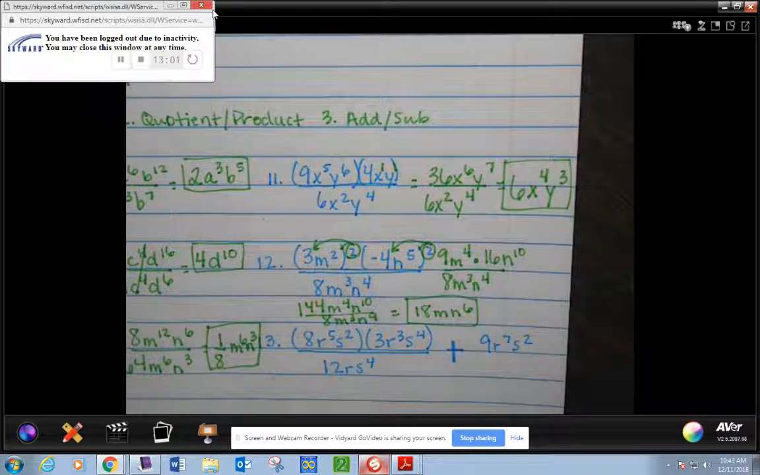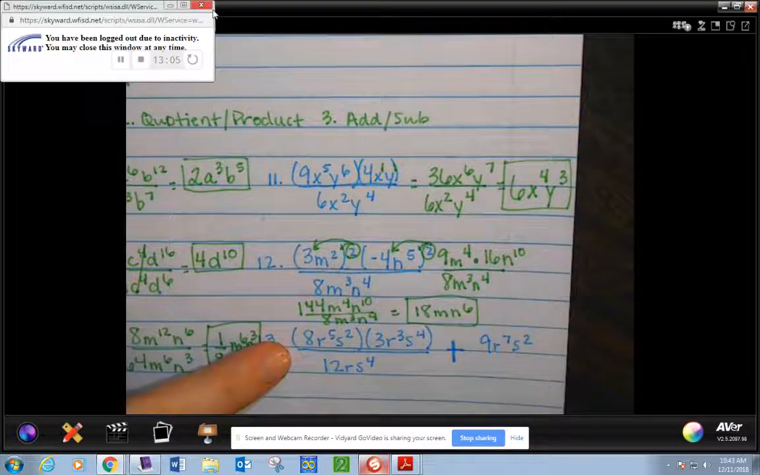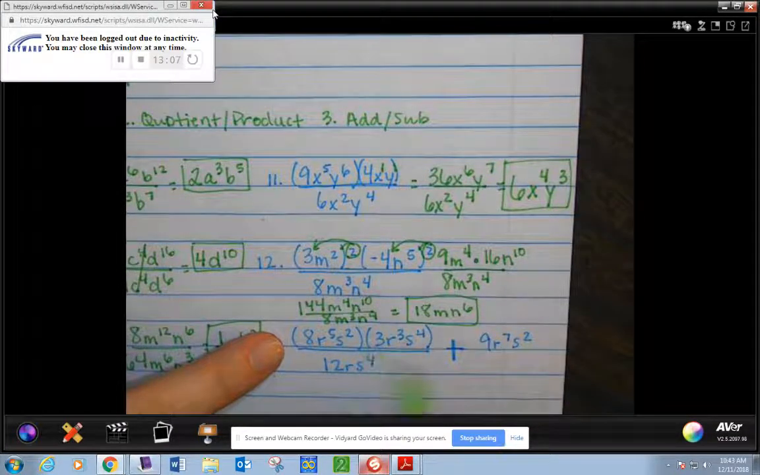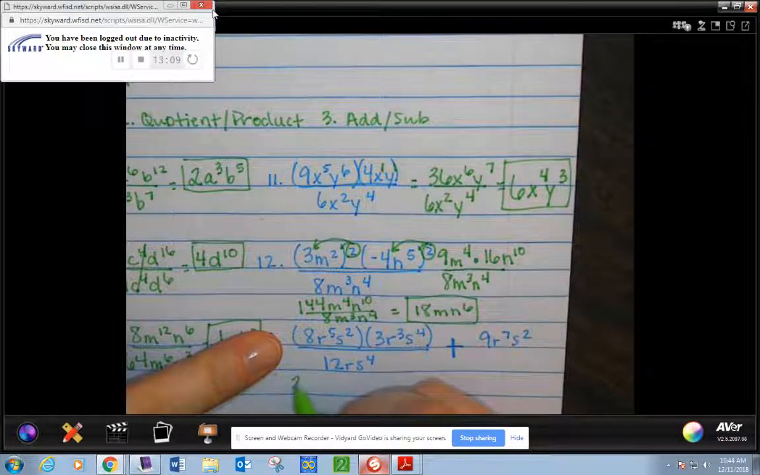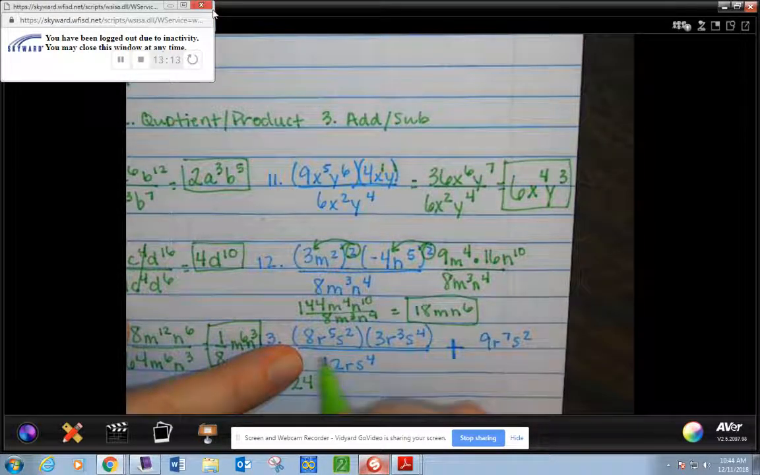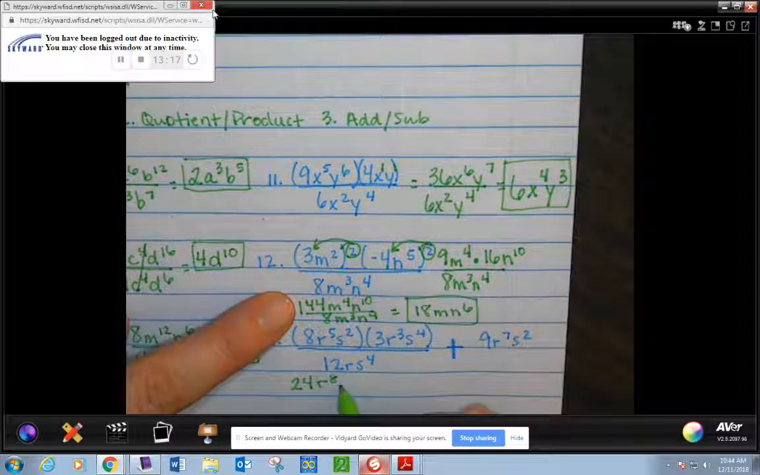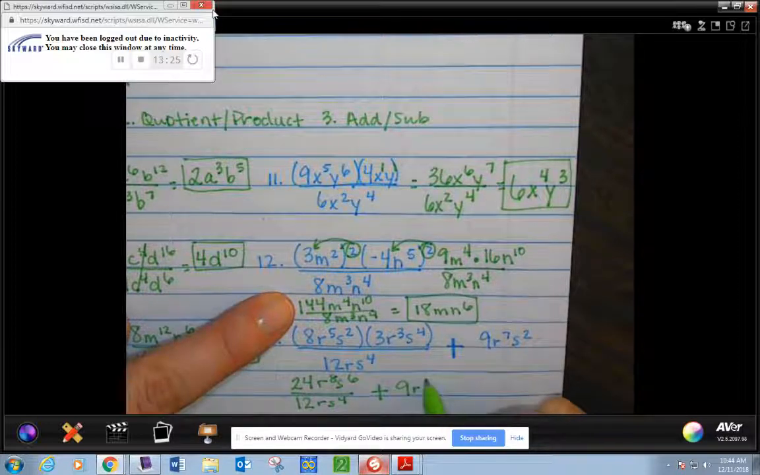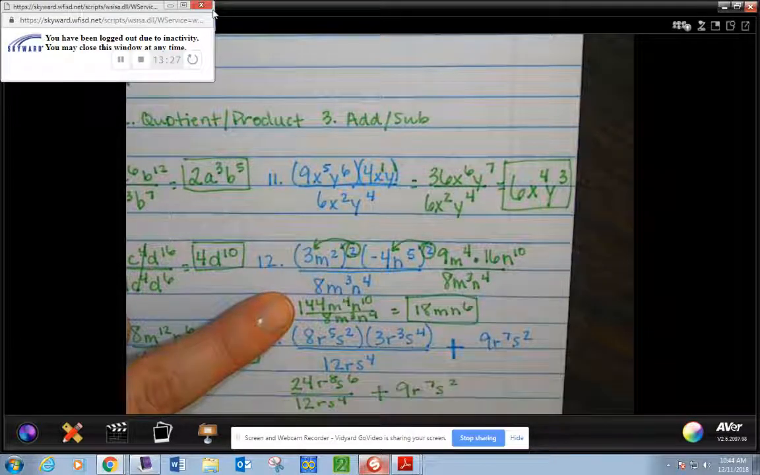Okay, the first thing I'm going to look for is an exponent on the outside of the parentheses. I do not have one, so the first thing I have to do is this multiplication. 8 times 3 is 24. And then I add my exponents. So a 5 and a 3 make 8. A 2 and a 4 make 6. Keep my divide by 12rs to the 4th. Keep my plus 9r to the 7th s squared.